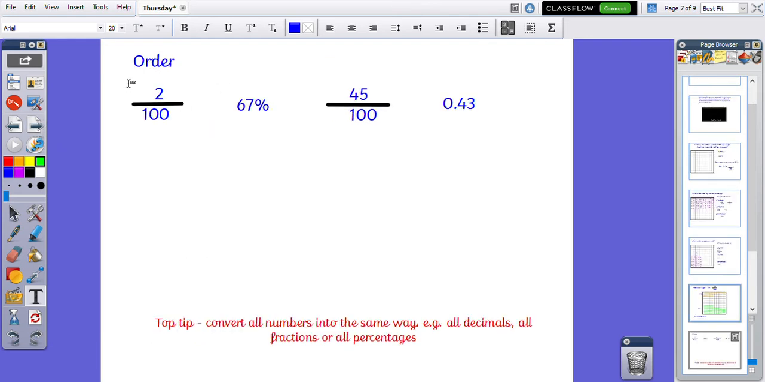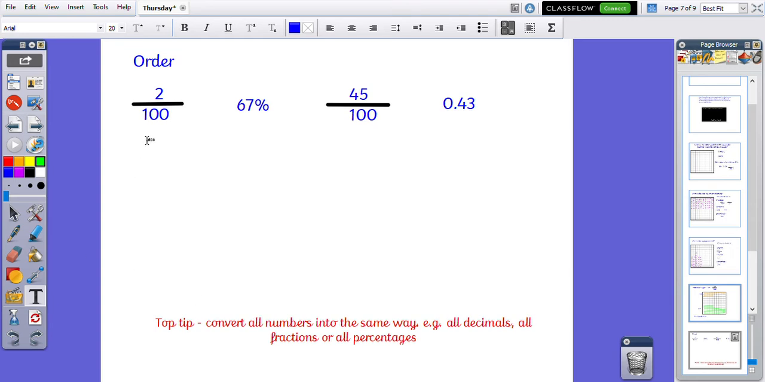So you did a little bit of ordering earlier in the week, but this time you've got all three to use. So you've got fractions, percentages, and decimals to use. And here is your top tip from me. Convert all the numbers into the same way, e.g. all into decimals, all into fractions, or all into percentages. That will be the easiest way for you to be able to order them accurately and easily.